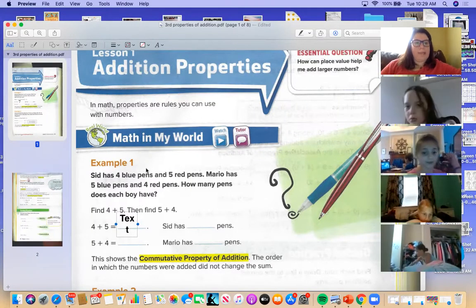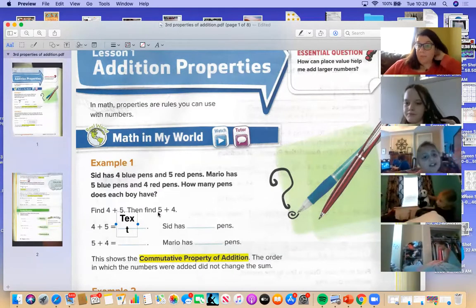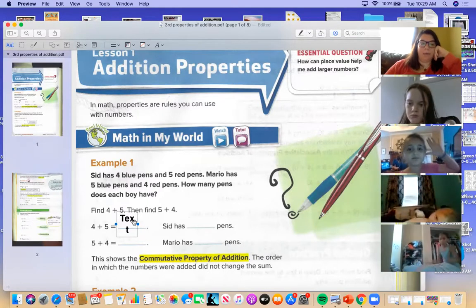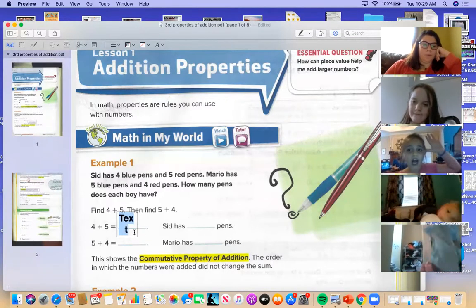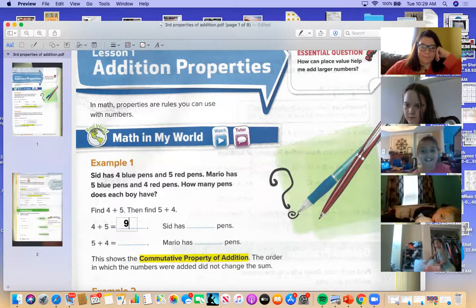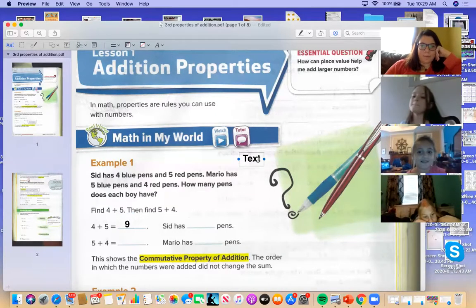So Sid has 4 blue pens and 5 red pens. Mario has 5 blue pens and 4 red pens. How many pens does each boy have? Well, 4 plus 5 equals what, Athena? 9. 5 plus 4 equals what, Heidi?